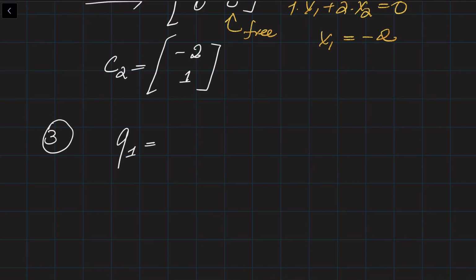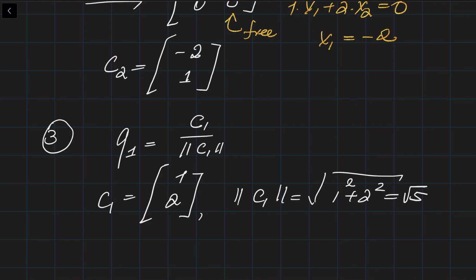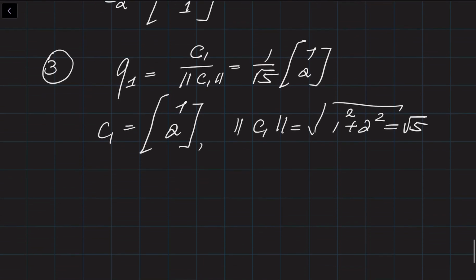So the Q1 is going to be obtained by just normalizing C1. So C1 divided by its norm. If you remember, C1 is equal to 1 and 2, and the norm of C1 is going to be the square root of 1 squared plus 2 squared, which is the square root of 5. So I'm just going to put everything down here in order to get this vector with the components 1 and 2 times 1 over the square root of 5.